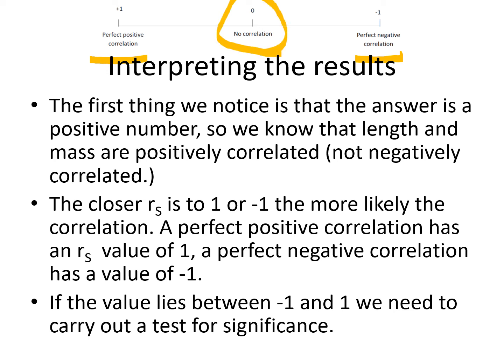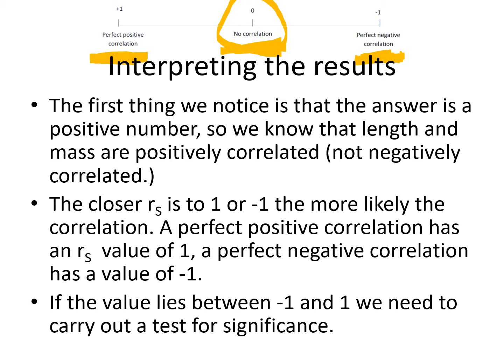Now the critical values only ever come as positive numbers. So if your rs value works out to be a negative number, you just put a minus in front of your critical value. It doesn't matter that the critical value given to you is positive. If your rs value is negative, you simply put a negative in front of your critical value. Okay, so we want to have a look. How close is our value to 0? How close is it to either -1 or +1?